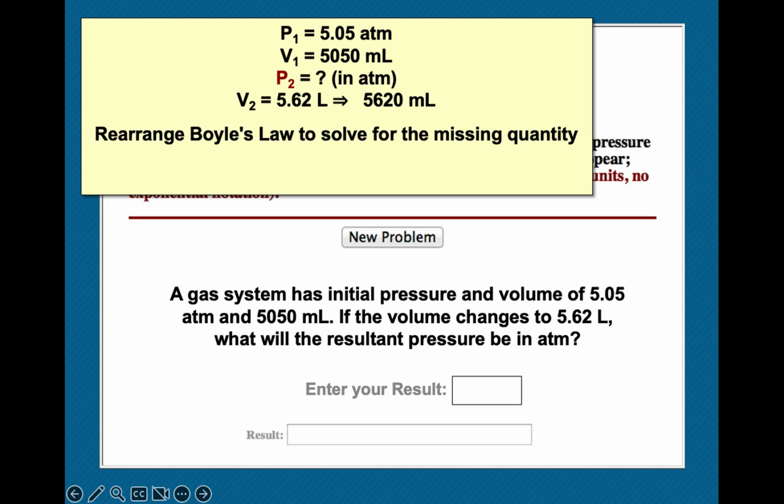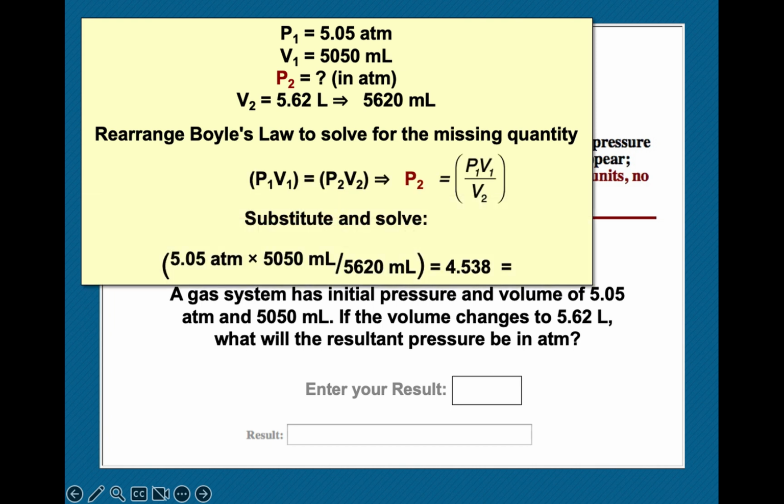I could have divided this by 1,000, doesn't matter. So, Boyle's law, P1, V1, P2, V2. We're looking for P2, that's P1, V1 over V2. Simply substitute, do your division. Calculator gives you 4.538. We look up here, by George, we only have 3 significant figures, so let's round this to 454. Any questions?